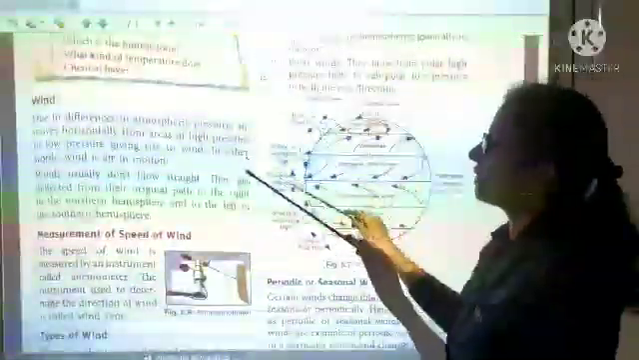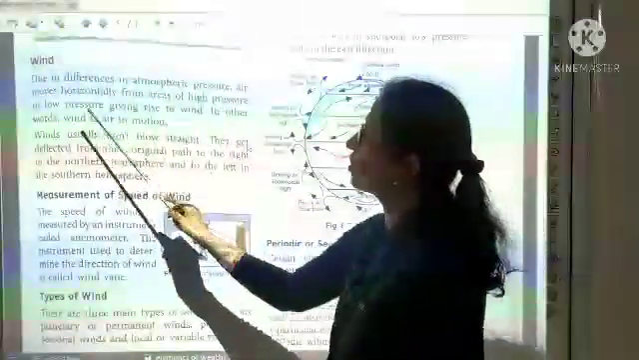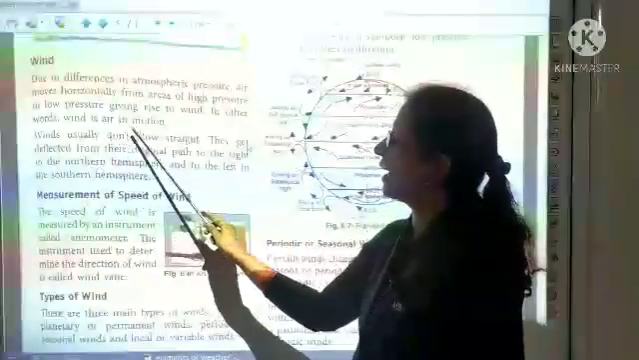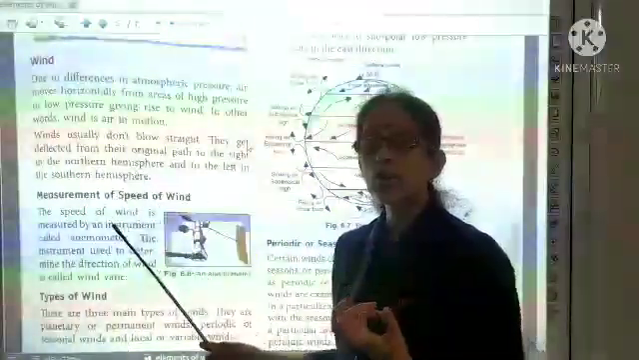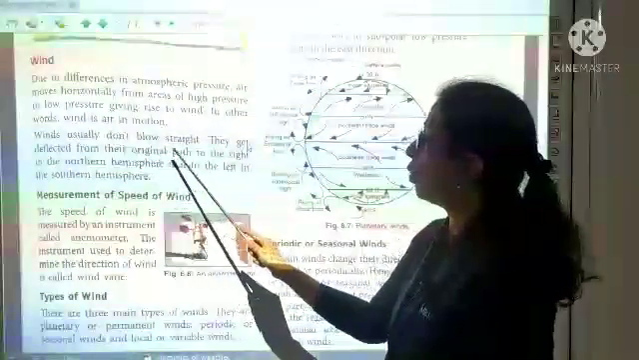Then comes the wind. Due to differences in atmospheric pressure, air moves horizontally from areas of high pressure to low pressure, giving rise to wind. In other words, wind is air in motion. Wind किसको बोलते हैं? Air in motion को बोलते हैं wind. Winds usually don't blow straight.